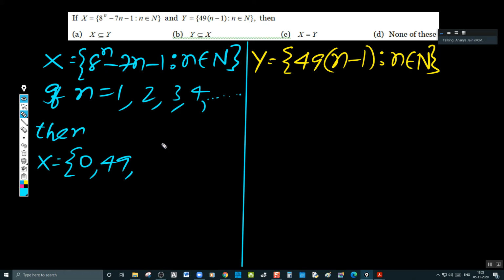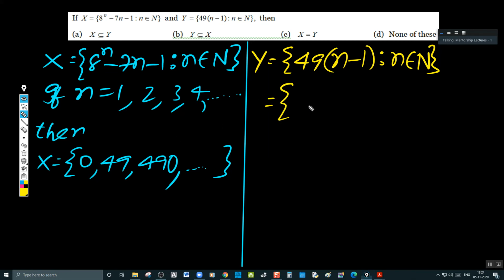8 cube is 512. Yes, you're right. Come on, tell me then what is the final value? 490. Sir, 490. Keep it like this. We'll check it out again if we don't get some common value.